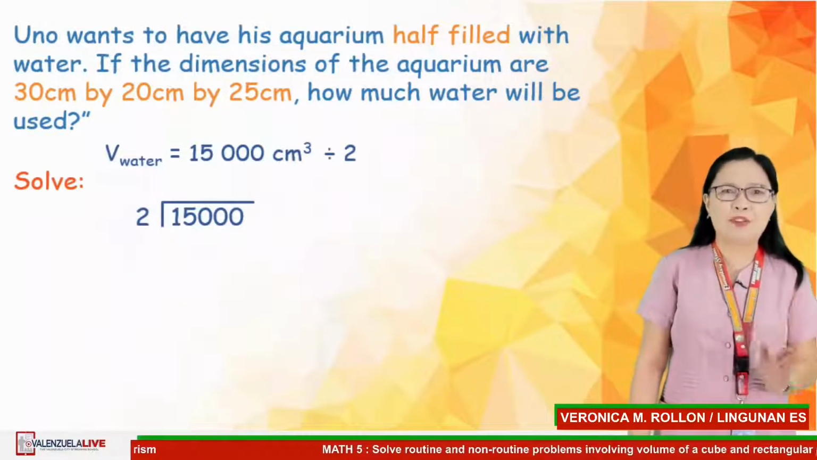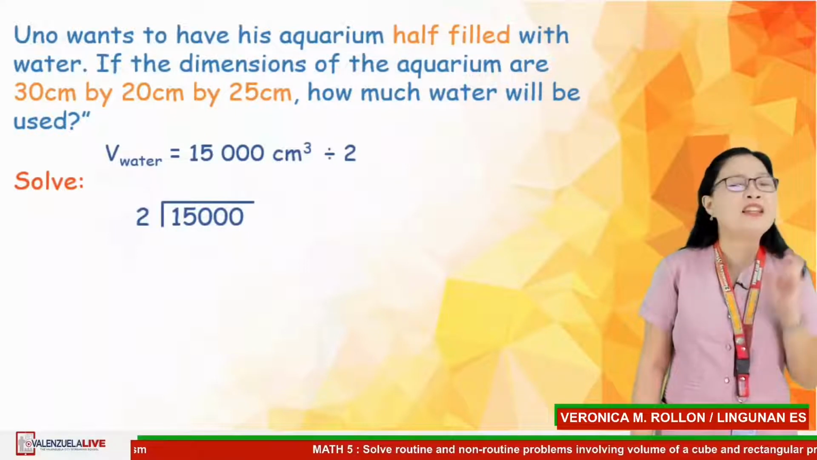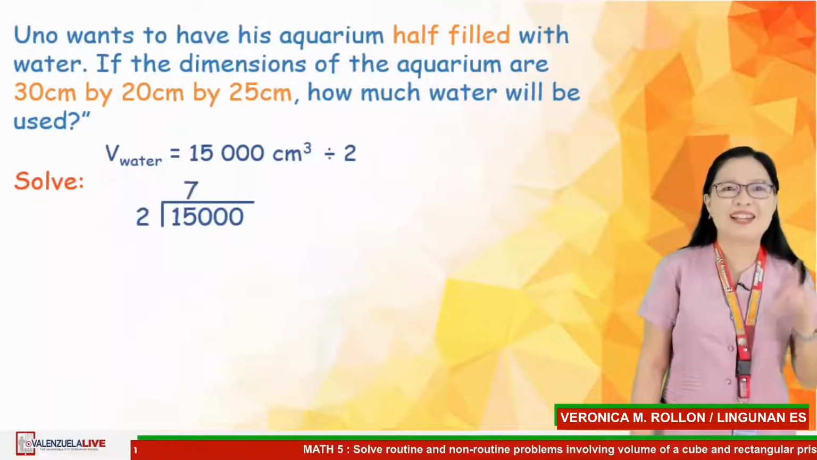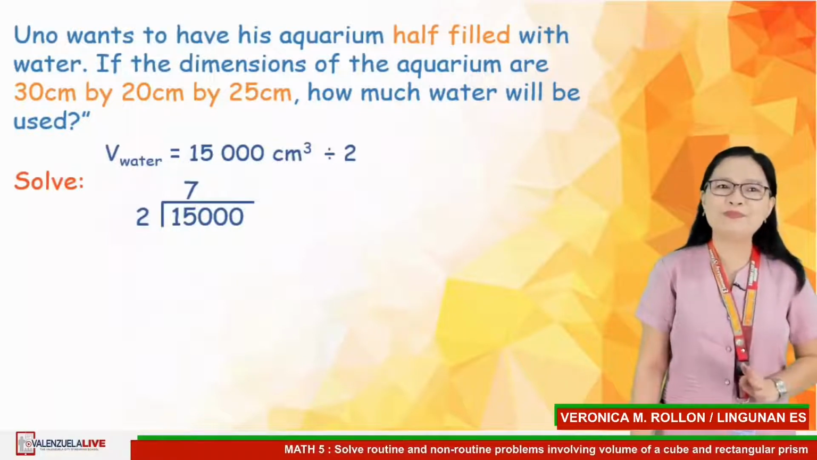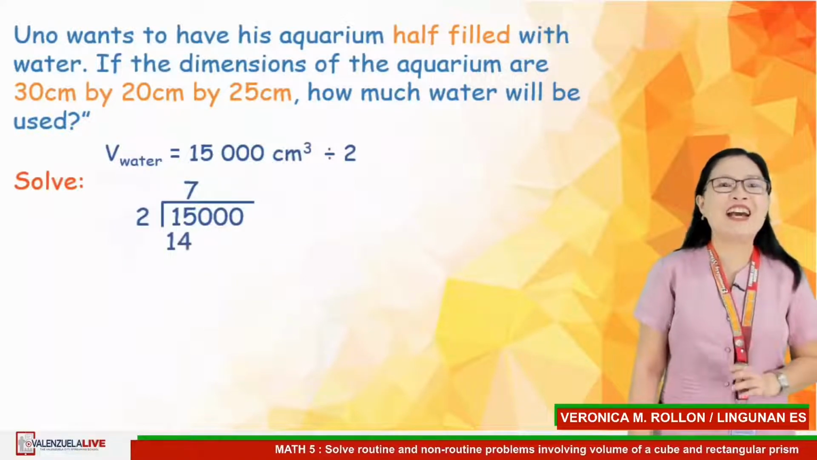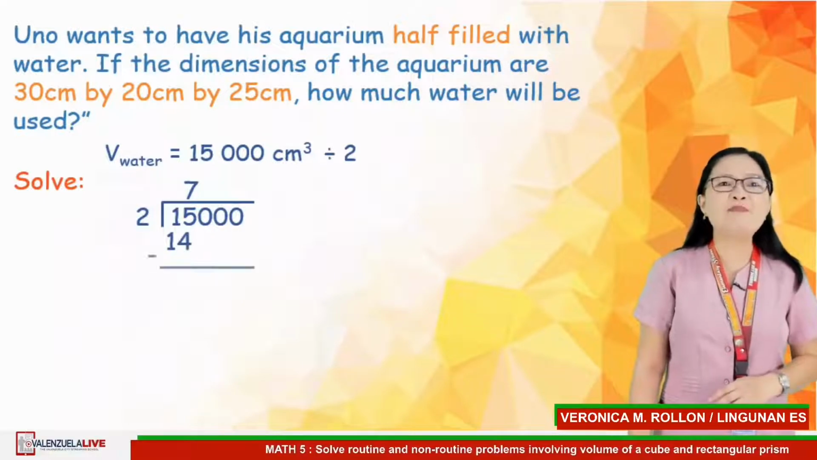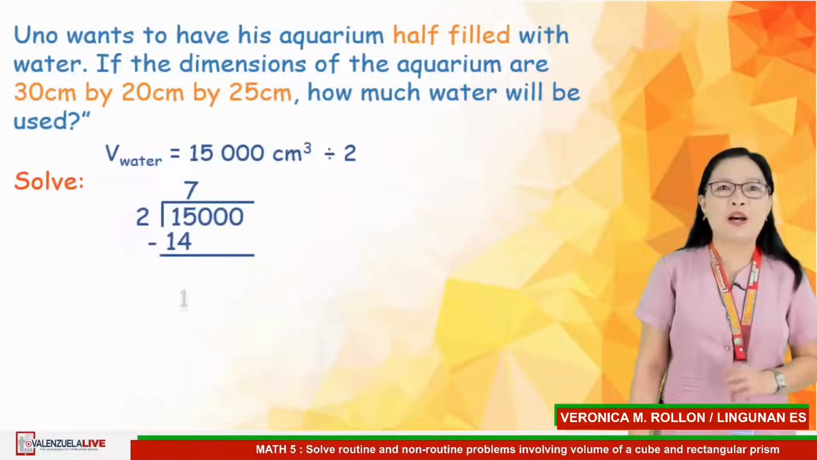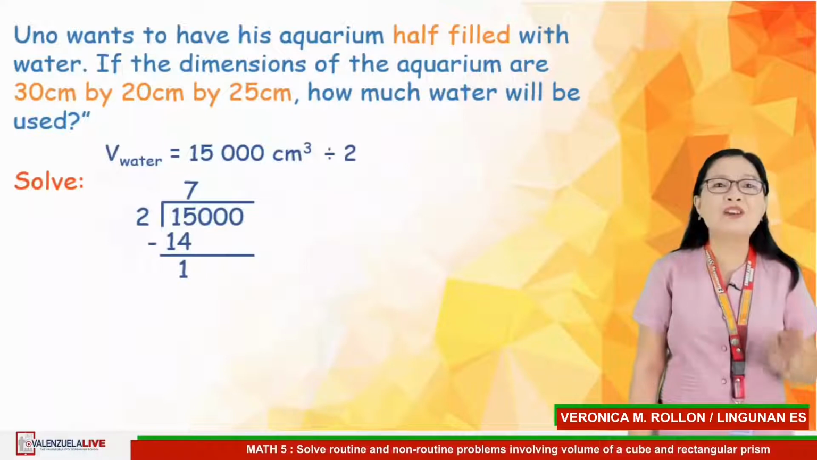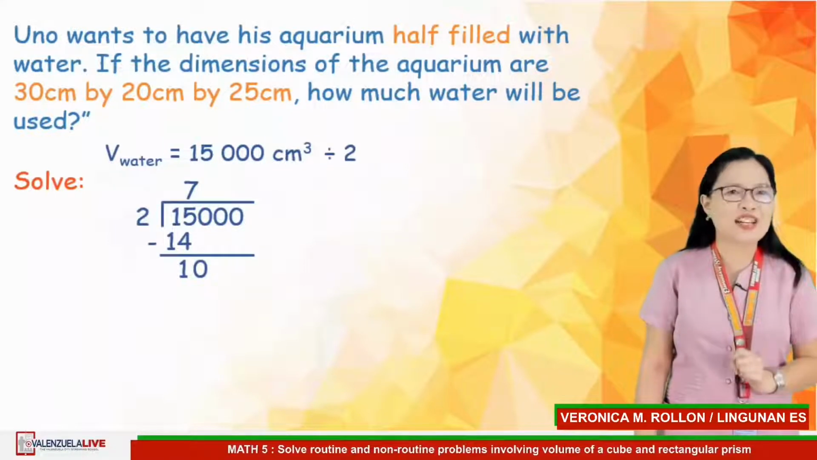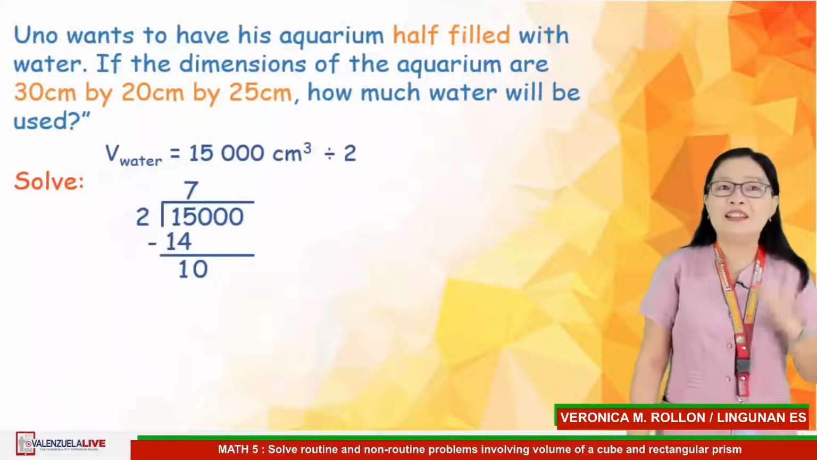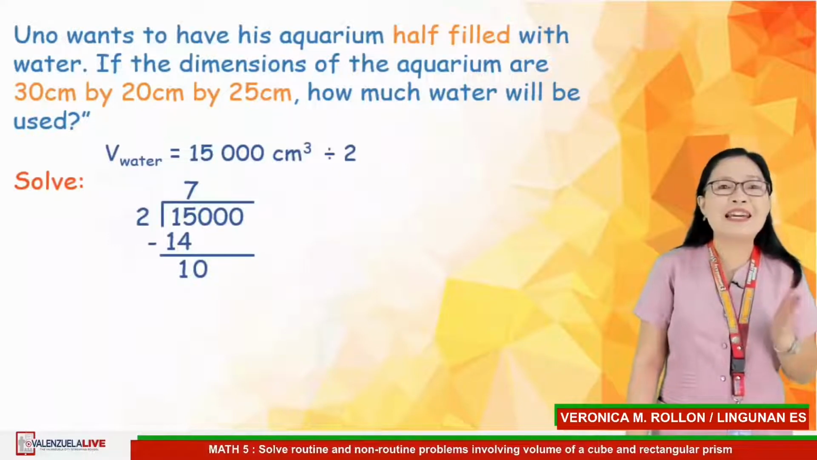15,000 divided by 2. Let's start with 15. 15 divided by 2? Yes, it's 7. Then multiply 7 times 2. It's 14. Now let's subtract. 15 minus 14 is 1. You have to bring down 0. Remember, you have to bring down one digit at a time. So, let's repeat the process, the DMSB.